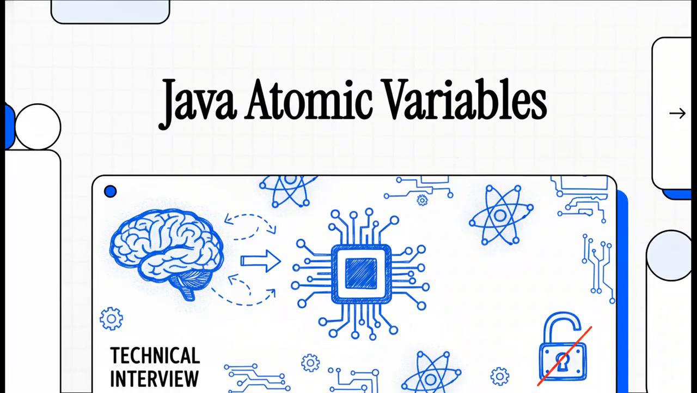All right, if you're a Java developer, you already know that concurrency questions can absolutely make or break a technical interview. So today, we're going to deep dive into one of the most important tools you have for multithreading, Java's atomic variables. Let's get right into it.